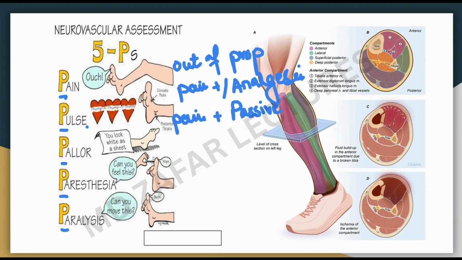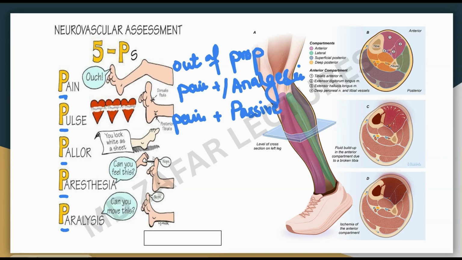Now, pulse can be absent and it is a late sign. Similarly, in absence of the pulse, there will be less blood going to this area and it will start turning pale. Now, in addition to the compression of the blood vessels, when the nerves get compressed, then the sensory as well as motor response will be affected. That is loss of sensation and eventually loss of the motor function that results in paralysis.